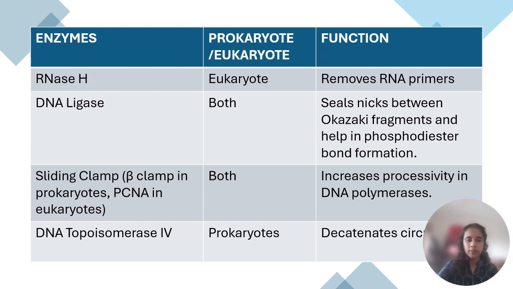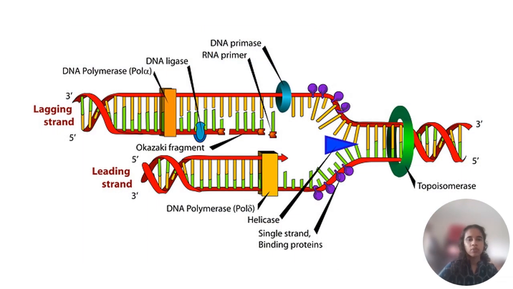Then you have the sliding clamp, a protein which helps in increasing the processivity of DNA polymerases. Then you have topoisomerase 4, which is there in prokaryotes. This helps in decatenating circular DNA. So this is the whole concept of DNA polymerases, DNA replication and the enzymes involved.